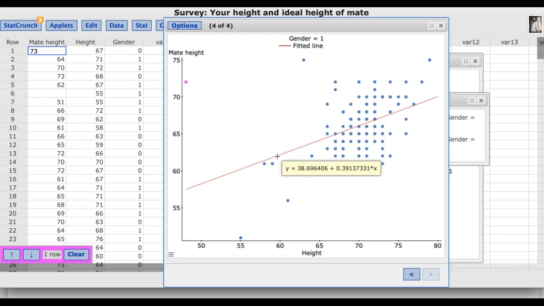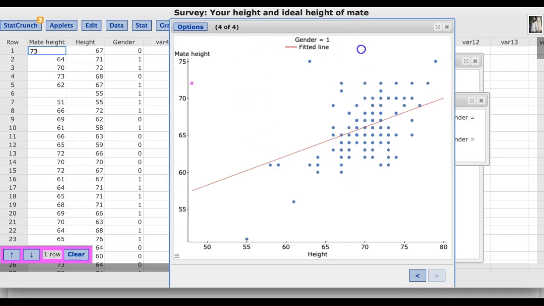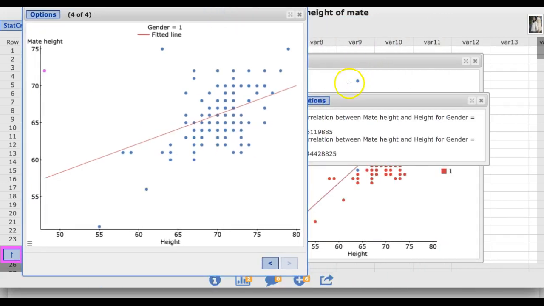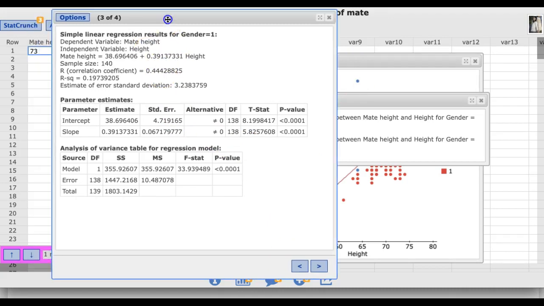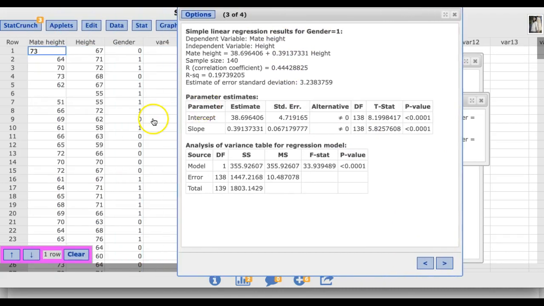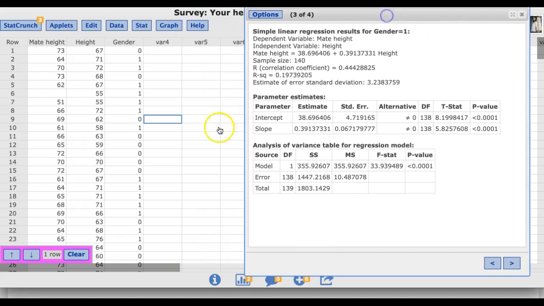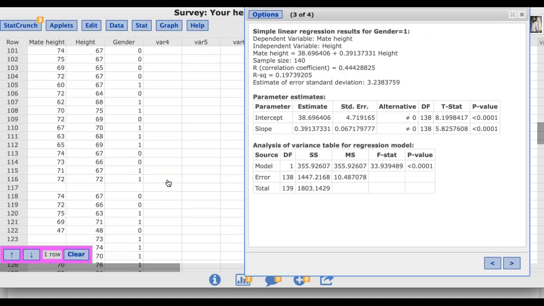Okay, we get 38 and 0.39, and we have all our summary stats here. We get R is 0.44, and things like that. Okay, so let's go here. Let me close this out. Let me move this over here. Let me find this observation here.